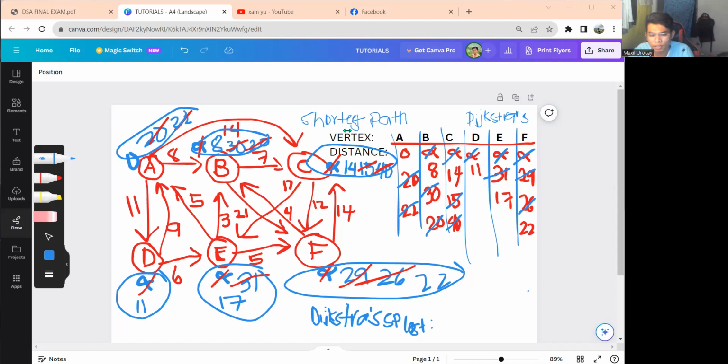Calculator, please. 0 plus 8, that's 8. 8 plus 14, 22. 22 plus 11 will be 33. 33 plus 17 will be 50. 50 plus 22 will become 72. So the total cost will be 72.